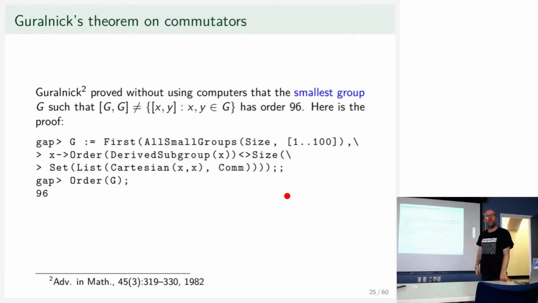Sorry, I forgot my group theory. So the commutator group is just generated by these commutators? Yes, it's the subgroup generated by all commutators. So in this group of order 96, some product of commutators is not a commutator. Yeah. Right. Thank you. It's been a while.